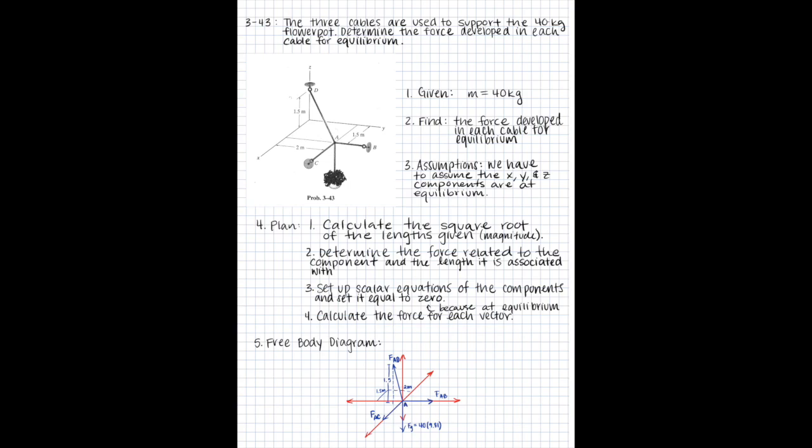So the problem states, the three cables are used to support the 40-kilogram flower pot. Determine the force developed in each cable for the equilibrium.